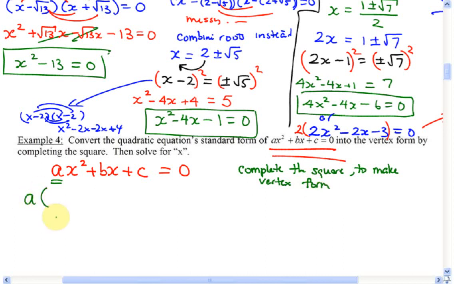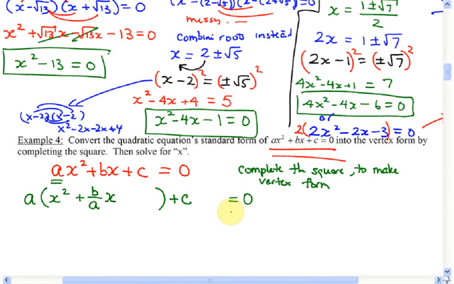Can someone help me out? What's inside this bracket here? AX squared divided by A is just X squared. B divided by A? Well, that's just a fraction, B over A, X. Remember, I don't worry about the constant. I'll put it outside here, and then I'll have it equal to 0. So that's the first step of trying to complete the square: factor out the A value.